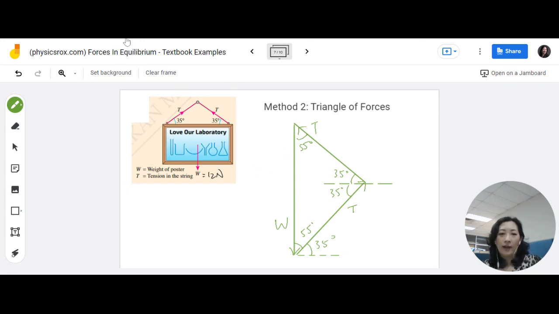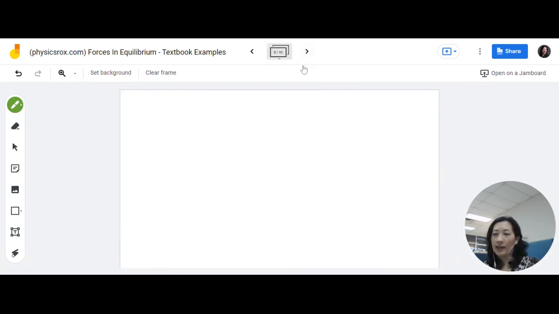Now, to solve the value of T from the triangle of forces, there are two methods. If you know A maths, you can use the sine rule. If you don't, you can actually still use trigonometry, which is sine, cos, tangent. I'll show you both. For this explanation, I'm just going to copy off this diagram and put it on the next slide, which is blank.